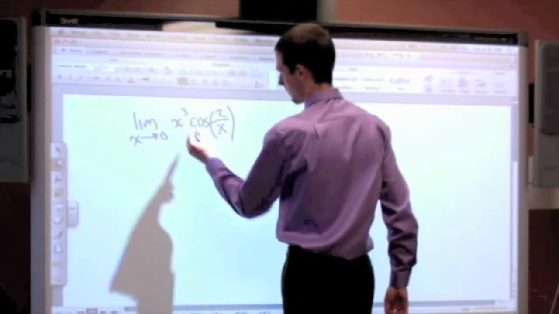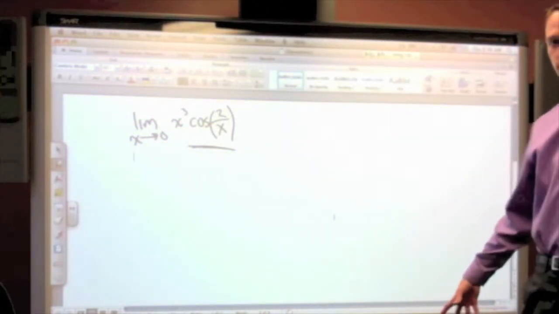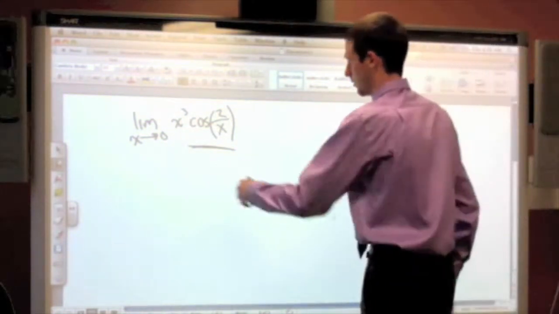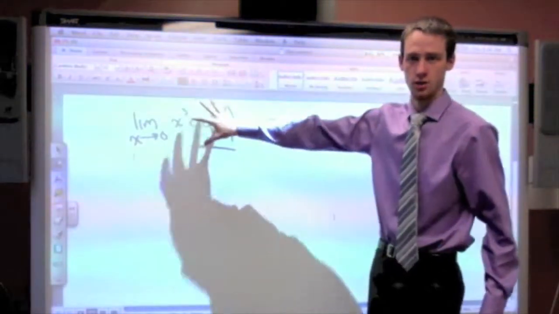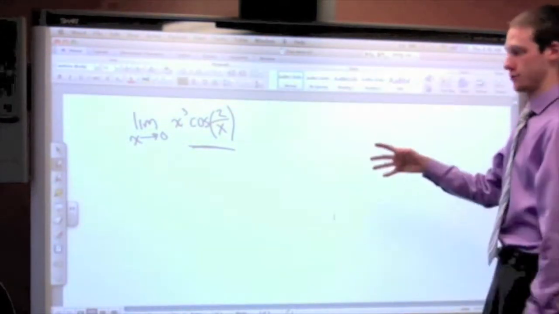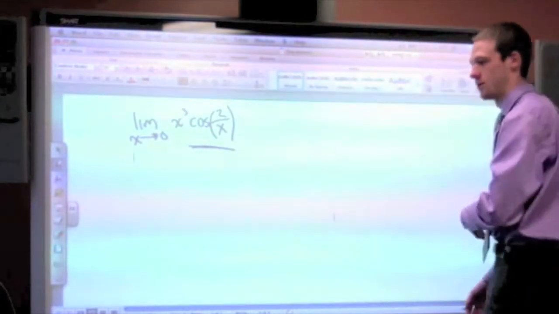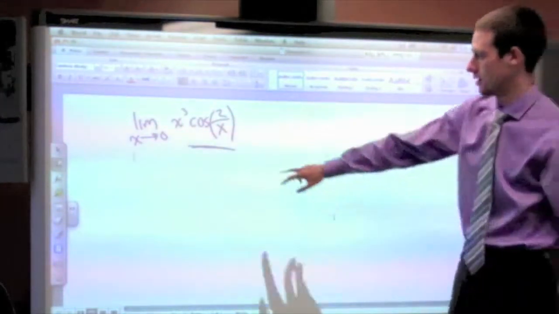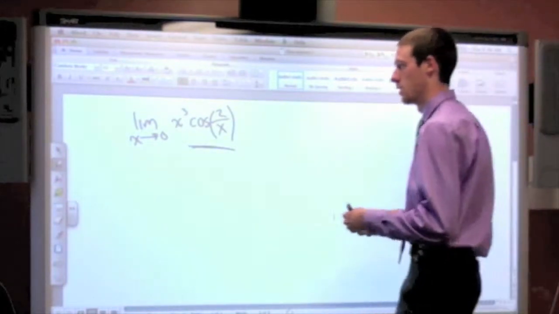Whenever you see a trig function here, it's a good idea to try to use the squeeze theorem if you can. So the squeeze theorem tells us that we need to make this function here be squeezed in between two other functions in order to find the limit. Because if the limit of the lower bound is equal to the limit of the upper bound, then everything in between it, including the limit of this function, has to exist and be that number.